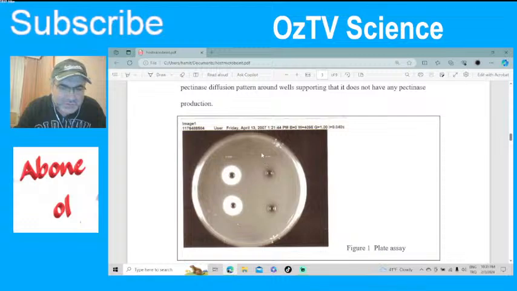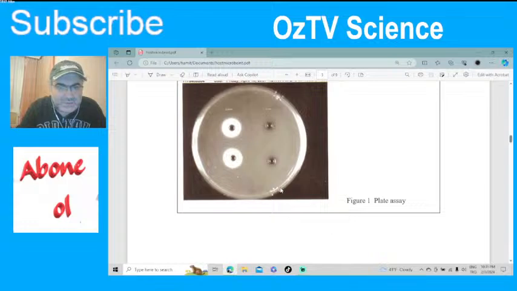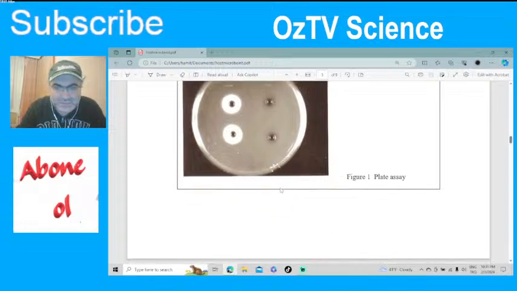What is important in this one is just the media. There are not any plant cells here. This is just cells. One is Erwinia and the other is E. coli growing on a plate containing a substrate, a plant material substrate. And it just shows the enzymatic activity. You see it in one and none in the other. It's called plate assay.